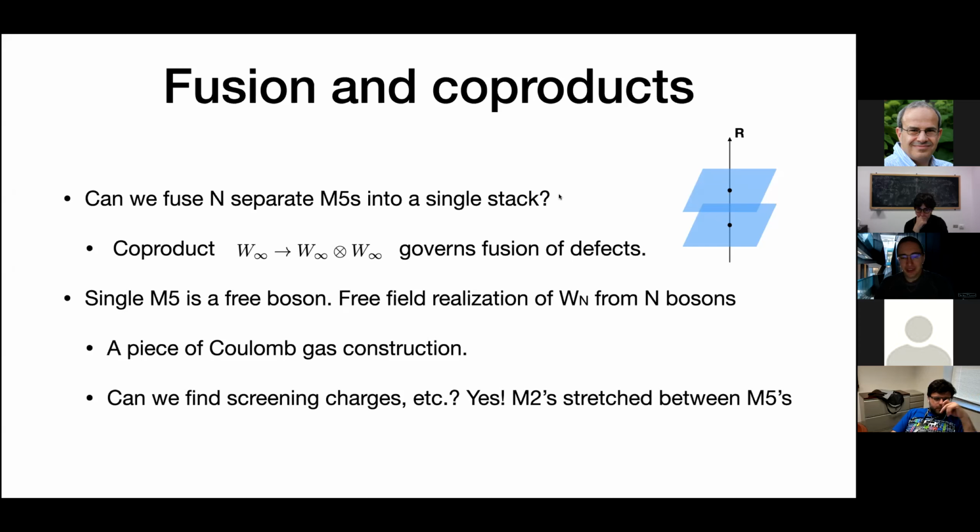And we could give a physical reason for which these screening charges should exist and commute with the W algebra generators, as they should. So a very important vertex algebra construction emerges quite naturally from the twisted theory setup.